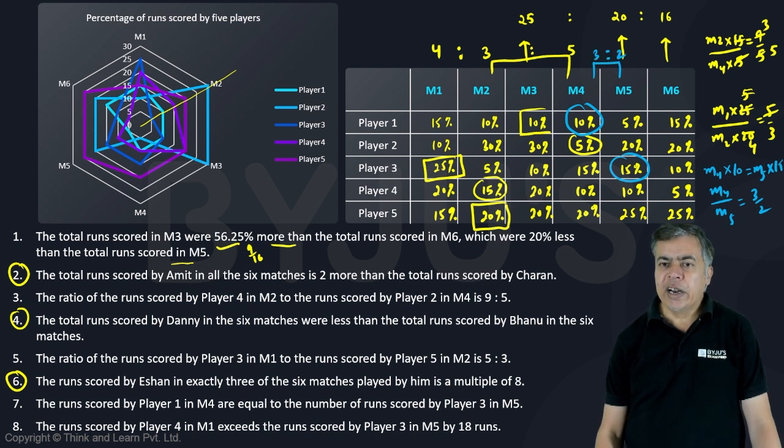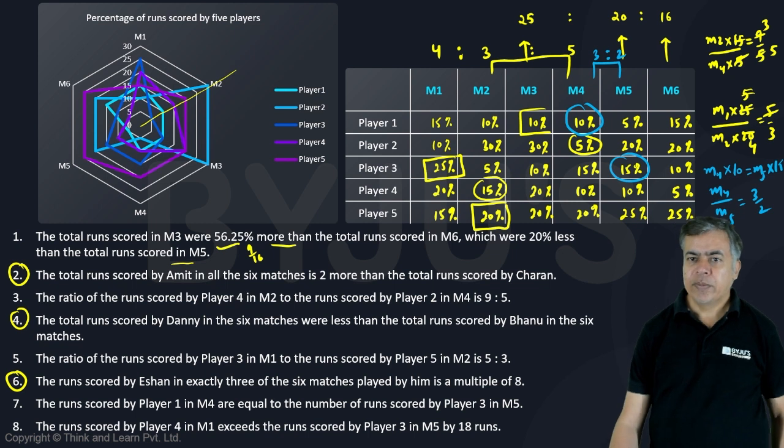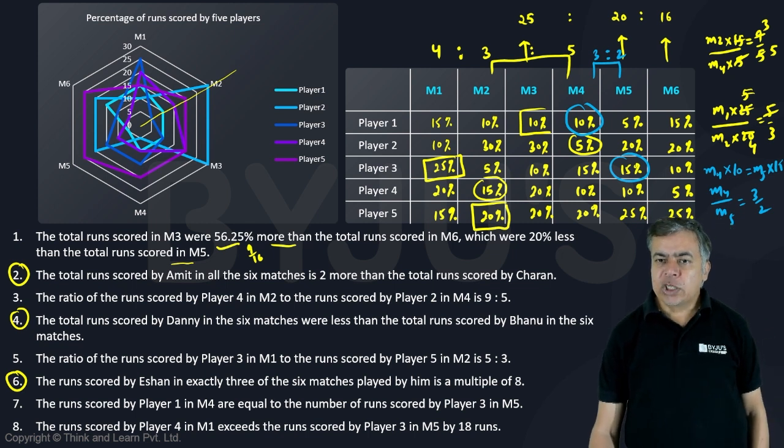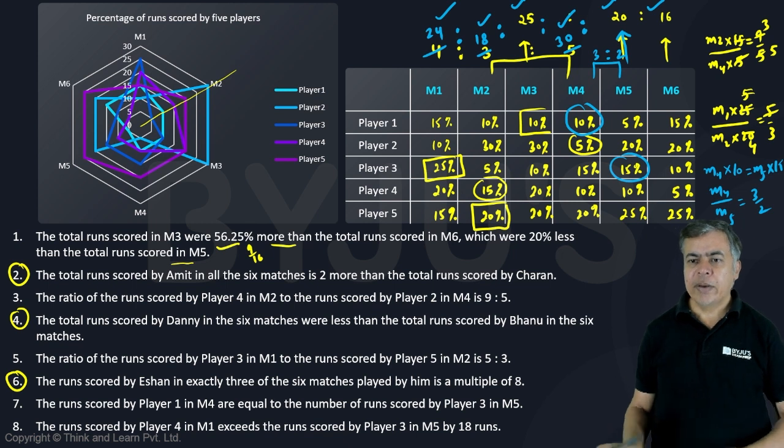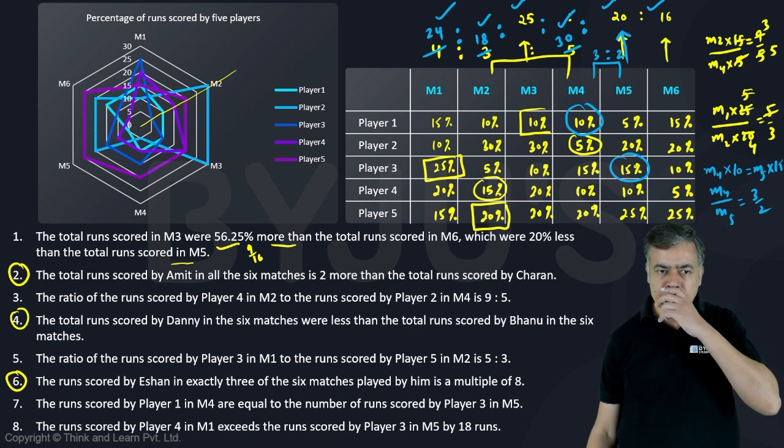Now I can relate all the ratios, right? If 2 is 20, right, 3 must be 30. So let's make it 6 times. So can I get all the complete ratio like this? 24, 18, 25, 30, 20, 16. Because now everything can be related, right?